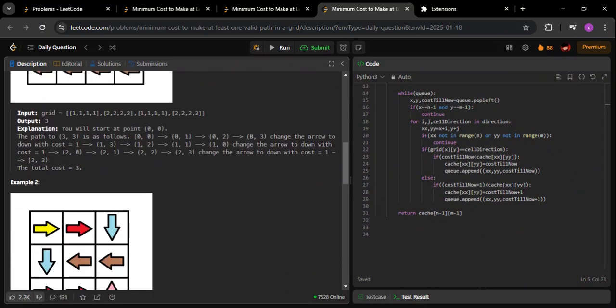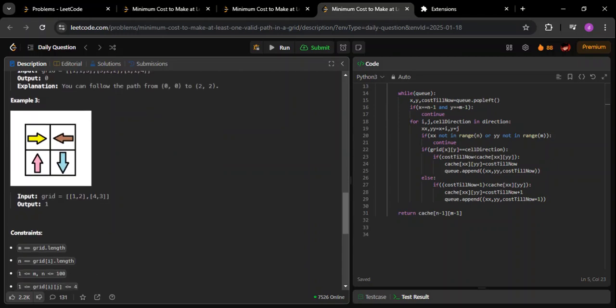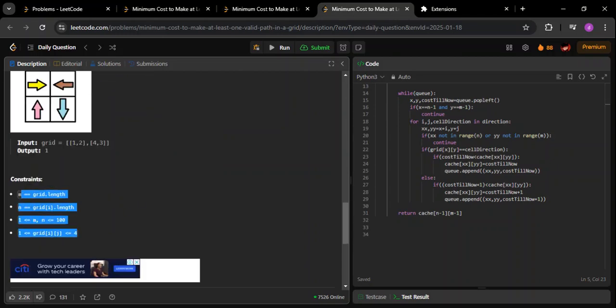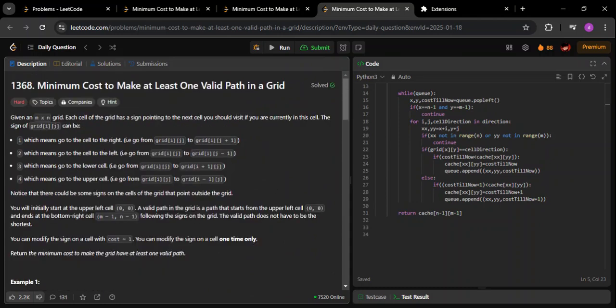So that is the question. Now let us see what we can do. We have already seen the constraints. Please go through the question. I've given the link in the description. Go through that and let us see what we can do.